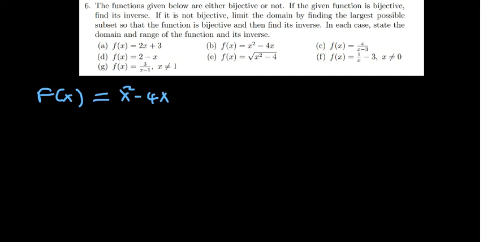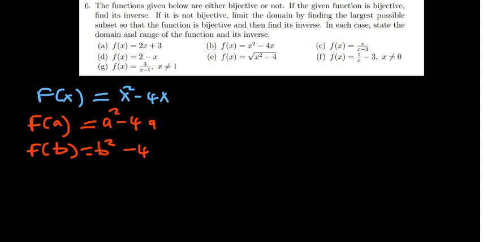Algebraically, if I look at this, my f of a will give me a squared minus 4a. My f of b will give me b squared minus 4b. I believe you know how to simplify functions for us to be on question 6. We need to show that a and b should be equal if they are to give us the same result. So I'll equate the two: a squared minus 4a is equal to b squared minus 4b.